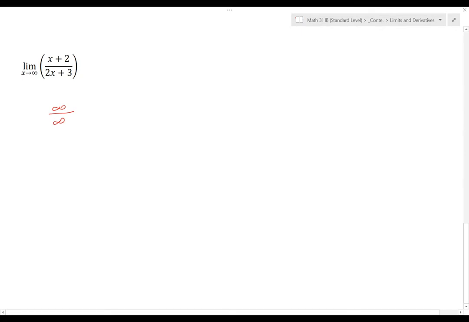An infinitely large number plus 2 is still infinite. An infinitely large number times 2 plus 3 is definitely still infinite. So this is an indeterminate form, but that doesn't mean that the limit doesn't exist, because an infinitely large number divided by an infinitely large number may have a finite ratio, a finite relationship between them.